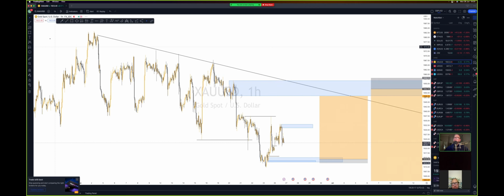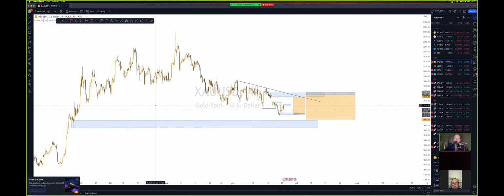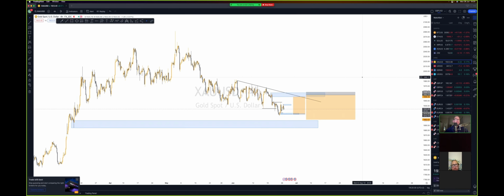1 hour zones. We are overall long term in, let me just clarify this, a downtrend. And then we could eventually look at going up to the zone around 1950, 1960, and then sell it down from there to the, what you might call it, 1900 level. That seems pretty much good.